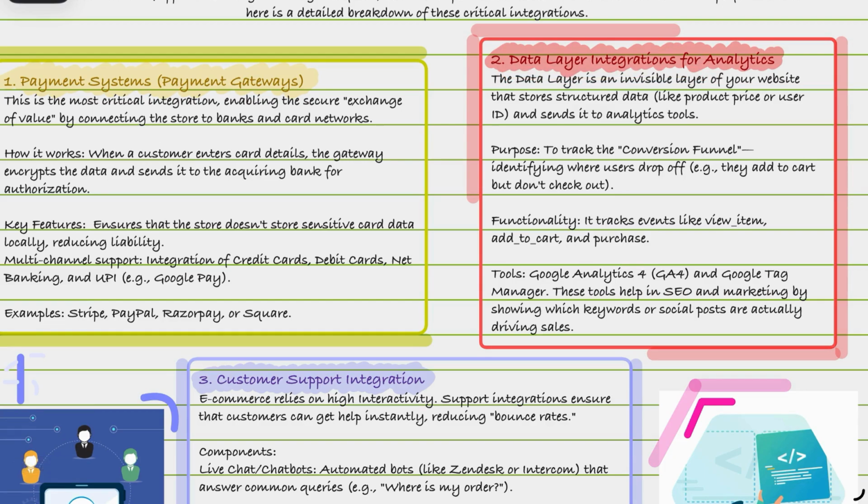This is where we track the user behavior and analyze how to maximize our store conversion rate. To explain technically, you can define the data layer as an invisible layer of your website that stores structured data and sends it to an analysis tool like Google Analytics 4 or Google Tag Manager. So these are the third party analytic tools.